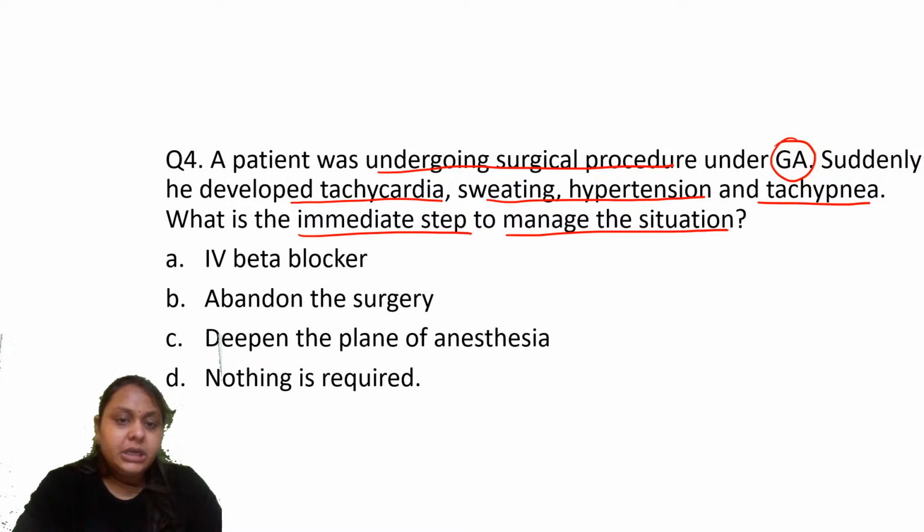Please answer this question. A patient was undergoing surgical procedure under GA. Suddenly, he developed tachycardia, sweating, hypertension, and tachypnea. What is the immediate step to manage the situation? IV beta blocker, abandon the surgery, deepen the plane of anesthesia, or nothing is required? What should be the answer for this?